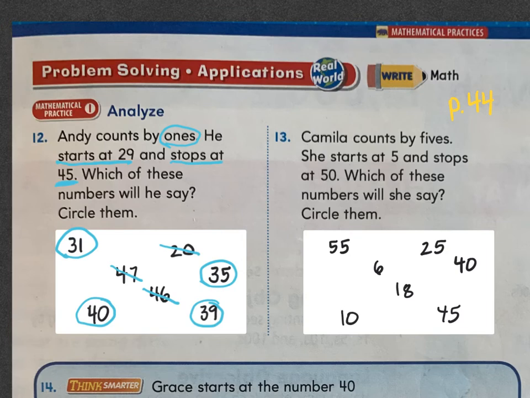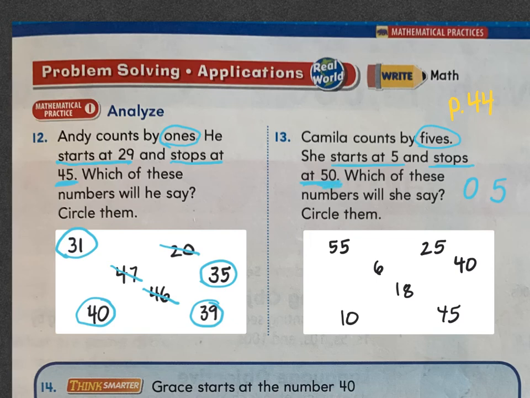Okay, last one together, number 13. Camilla counts by fives. She'll be skip counting. She starts at 5 and stops at 50. Underline important information. Which of these numbers will she say? Circle them. Remember, if we're skip counting by fives, our ones place can only be 0 or 5. And remember, she stops at 50.